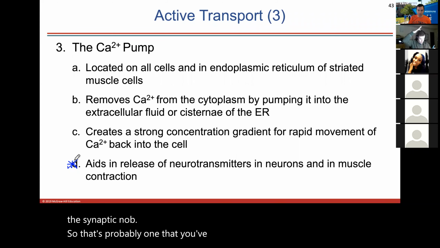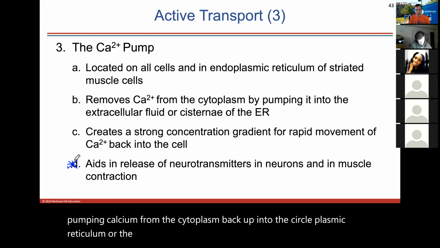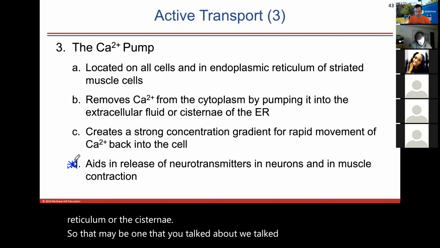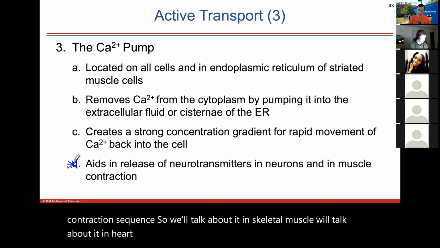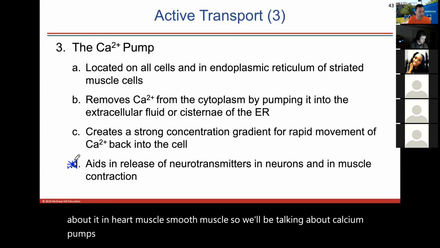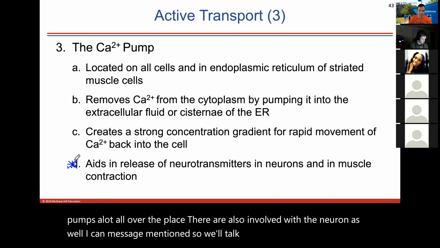It's also involved with specifically pumping calcium from the cytoplasm back up into the sarcoplasmic reticulum or the cisternae. So that may be one you talked about when we talk about the muscle contraction sequence. We'll talk about it in skeletal muscle, heart muscle, and smooth muscle. So we'll be talking about calcium pumps a lot all over the place. They're also involved with the neuron, like I mentioned, so we'll talk about it a little bit there as well.